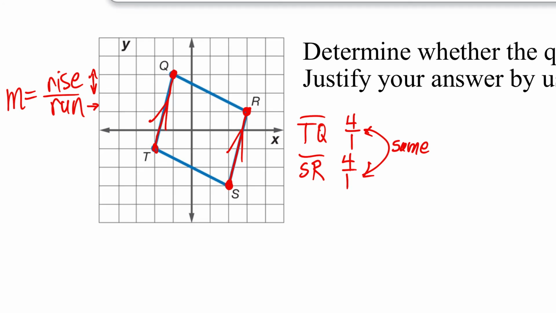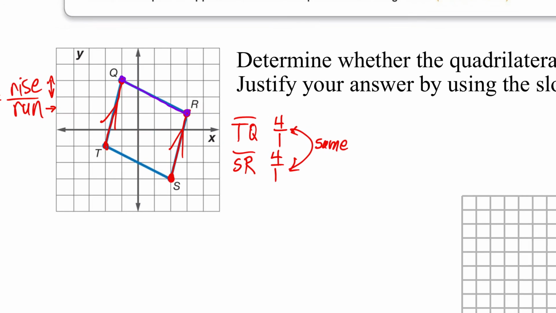Now we're going to do the same thing for the other pair of sides. So QR. From Q to R, first of all, how far down do we go? Down 2, and then how far over? 4. Down 2 over 4. We could simplify that here, but we don't really need it for what we're doing.